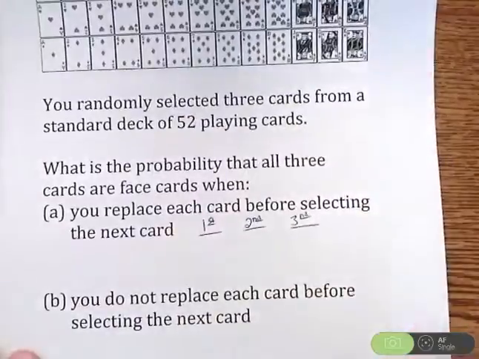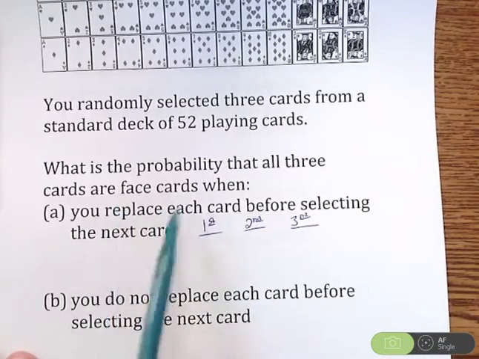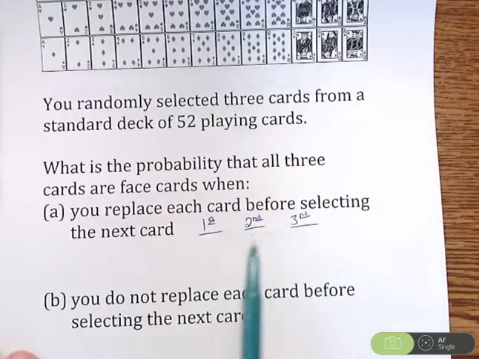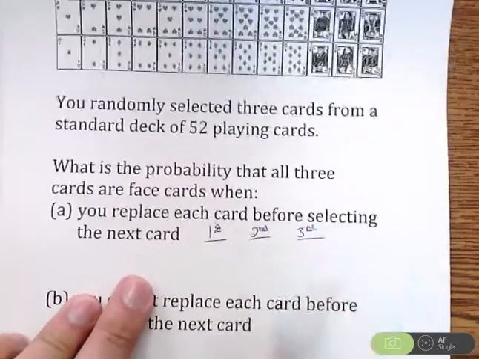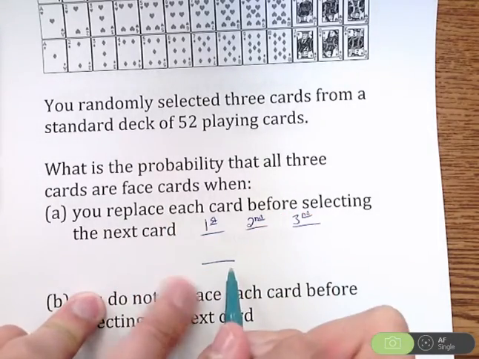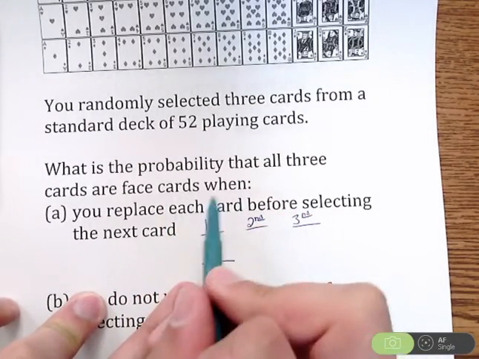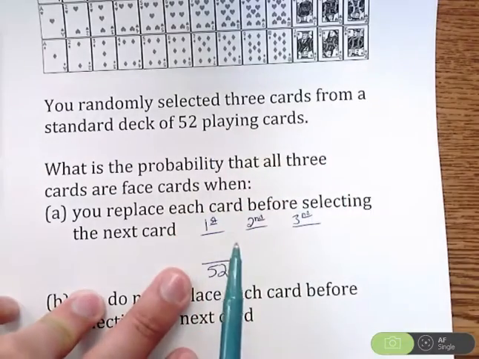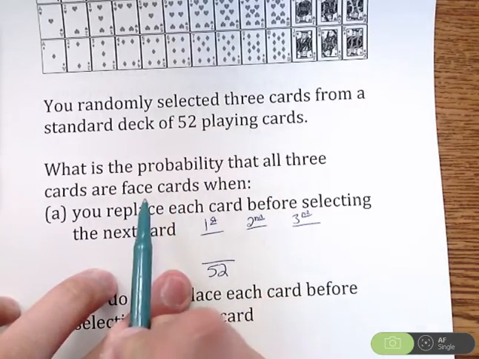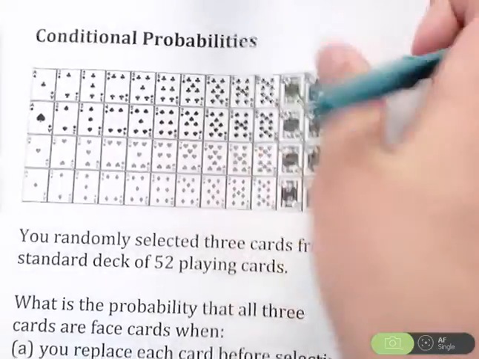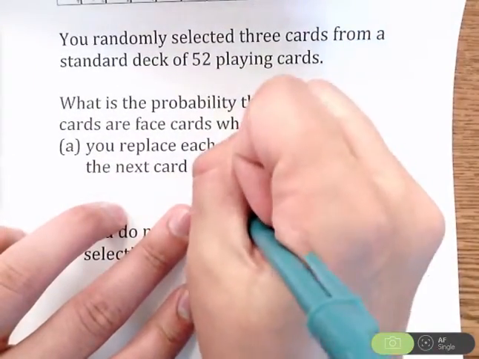So what we need to know is the probability of getting 3 face cards when we replace each card before selecting the next card. We'll get to that in a second. So let's look at the first card. We have our part over our whole, or the part we care about over the total amount available in our sample space. Our sample space has 52 cards available. Of the 52 cards available, how many of them are face cards? Well, I have 1, 2, 3, 4, 5, 6, 7, 8, 9, 10, 11, 12 of them are face cards. So 12 out of 52.